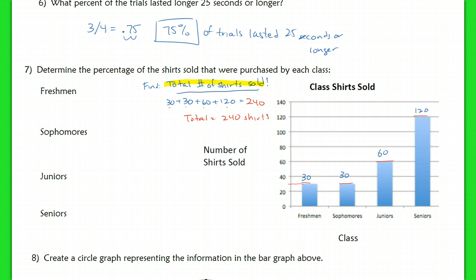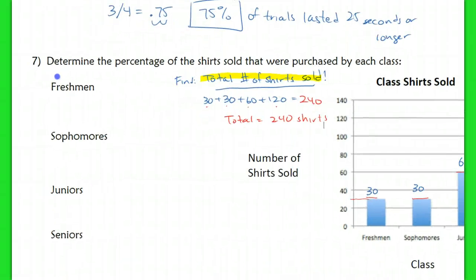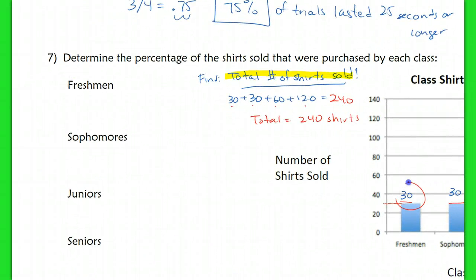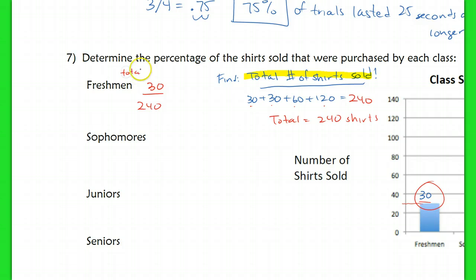Okay, now the freshmen, if we're going to figure out their percentage of freshmen that purchased the shirt, we're going to take that number, the 30, and we're going to divide that by 240, the total. So we're going to take the total of freshmen and divide that by the total number of shirts in general that were sold. So I get a decimal, 0.125, that I'm going to convert into a percentage by moving that decimal spot two times to give me 12.5%.